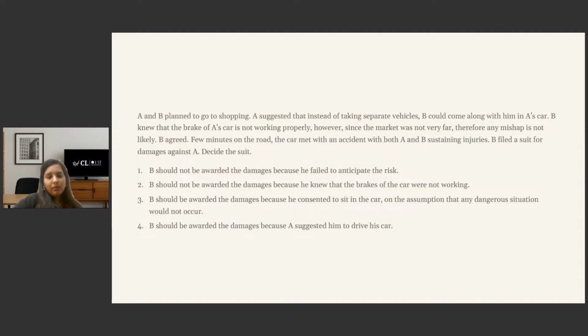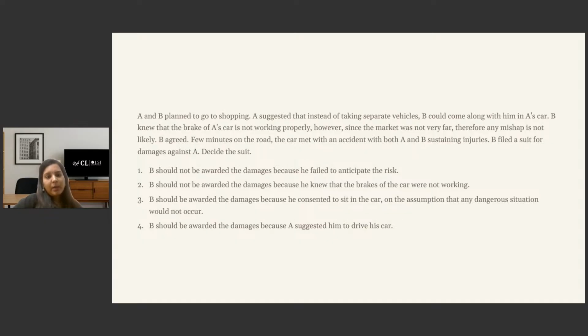A and B planned to go shopping. A suggested that instead of taking separate vehicles, B could come along with him in A's car. B knew that the brakes of A's car were not working properly. However, since the market was not very far, any mishap was not likely. B agreed. A few minutes on the road, the car met with an accident, with both A and B sustaining injuries.